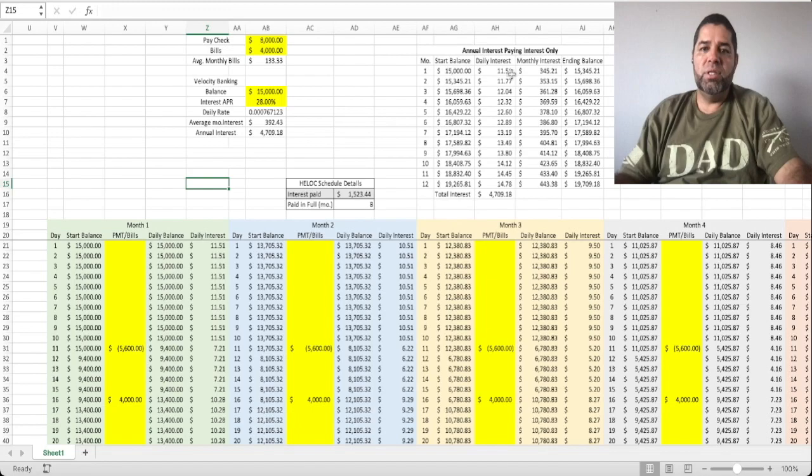Your daily interest would be $11.51. And for month one, you would pay $345.21. Now this continues to compound for a total interest of $4,709.18. Now this spreadsheet does include all the other decimals, so it will be slightly different by a couple dollars on the breakdown sheet.